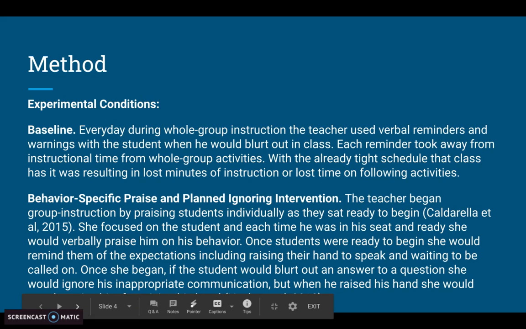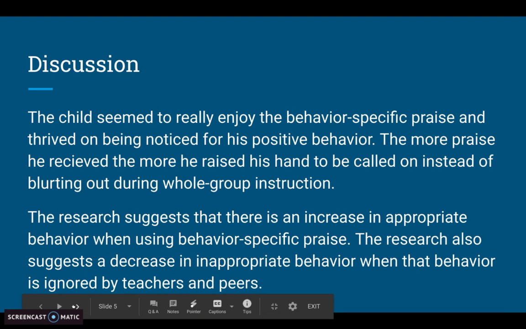Once she began, if the student would blurt out an answer, she would ignore his inappropriate communication. Every time that he raised his hand, she would verbally praise him for raising his hand and make a big deal out of it. The child really seemed to enjoy the behavior-specific praise, and he really thrived on all the extra positive attention that he was getting in the classroom. The teacher also enjoyed the intervention because she saw the positive benefits from the child learning to raise his hand instead of blurting out because he was getting all the positive reinforcement.